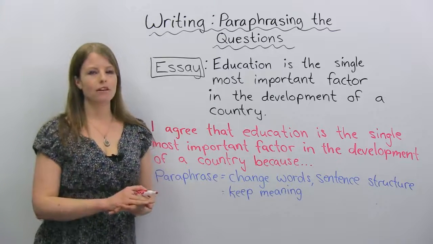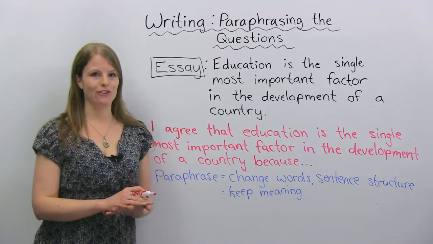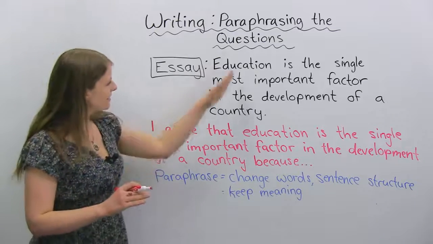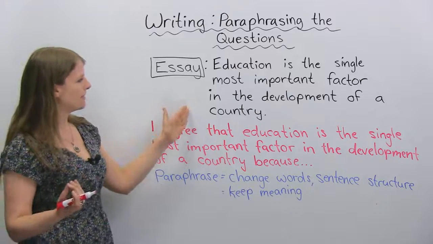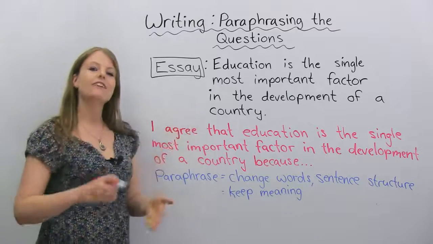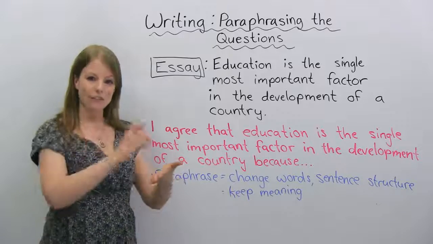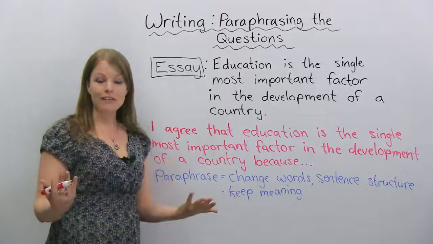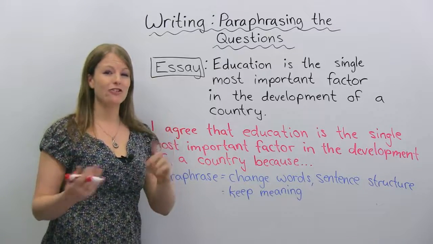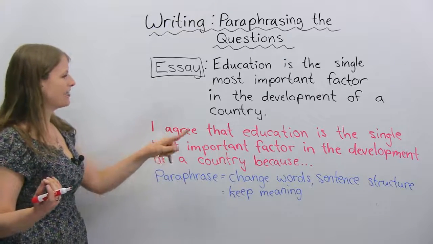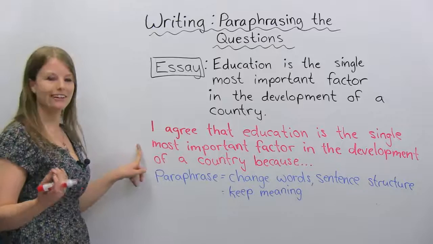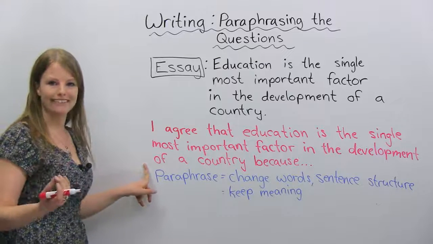Now, a problem a lot of students have is in their answer to this question. They see this and they think, okay, education is the most important factor in the development of a country. Yes, I agree. Or I disagree, and they start writing. And what do they write? Usually the very first thing students will write is this: I agree that education is the single most important factor in the development of a country because.